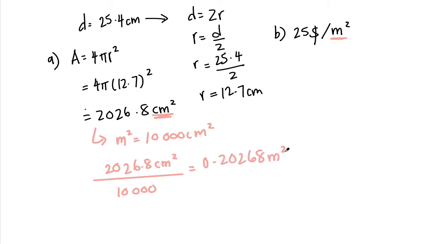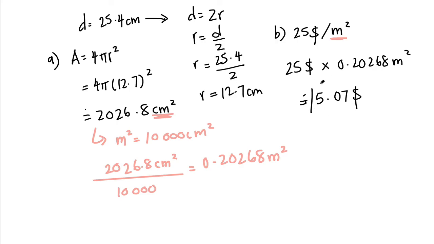0.20268 meters squared. And now that we have our value in meters squared, we can calculate the cost. $25 times 0.20268 meters squared gives us a total cost of $5.07, rounded to the nearest hundredth since this is a monetary value. So it's going to cost us roughly $5 to cover this entire soccer ball.